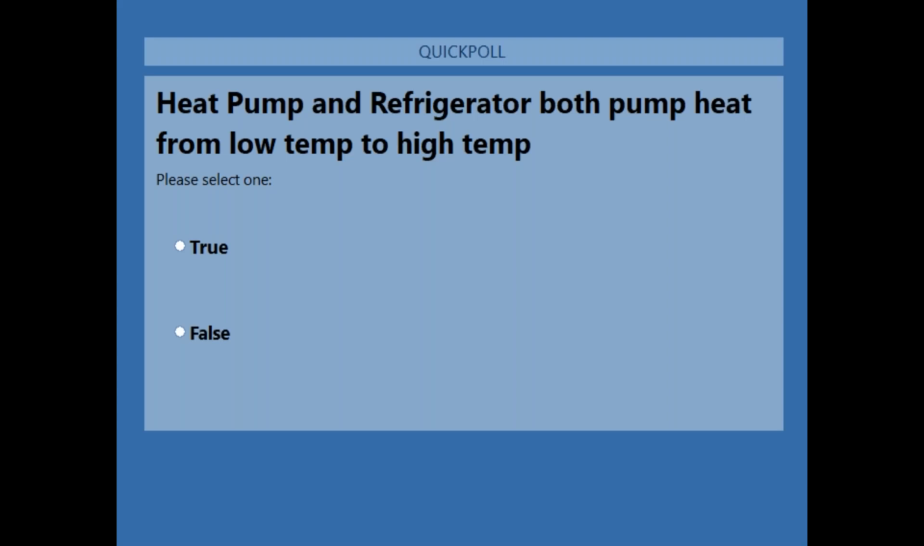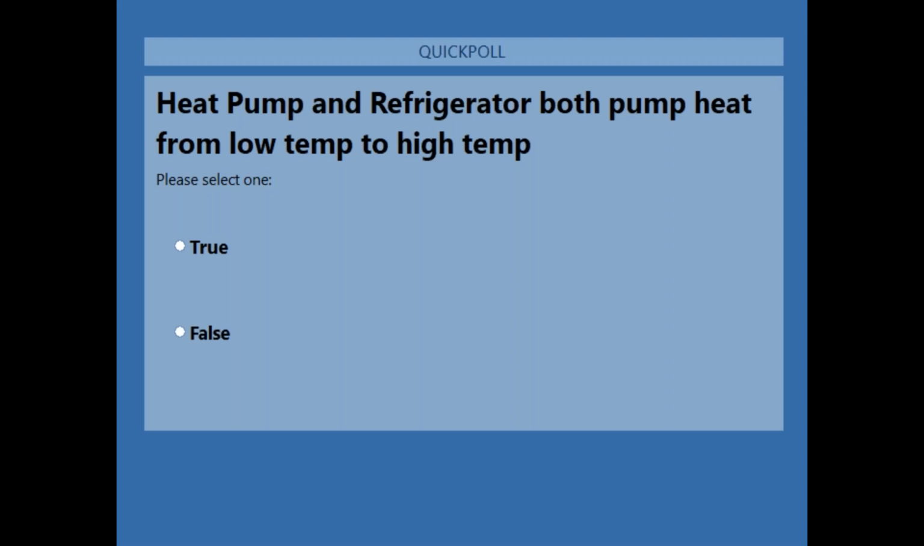So this has to be clearly understood, that the difference is not that one is pumping from high temperature to low temperature and the other is pumping from low temperature to high temperature. The difference is the desired effect or the output is different. In the refrigerator, the output is the cooling effect. In the heat pump, the output is the heating effect.